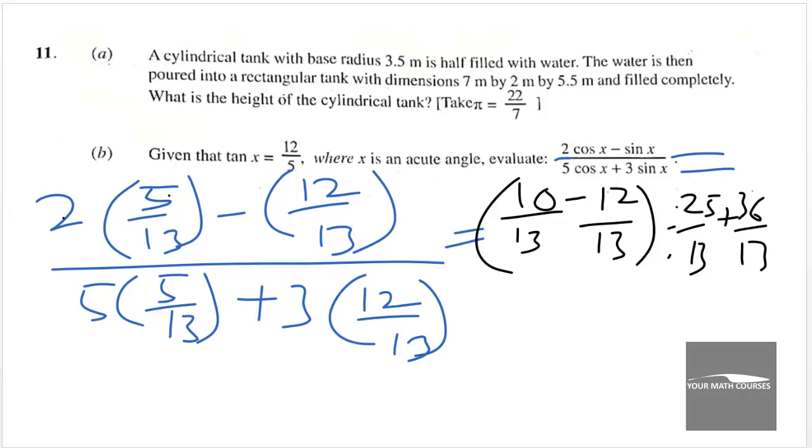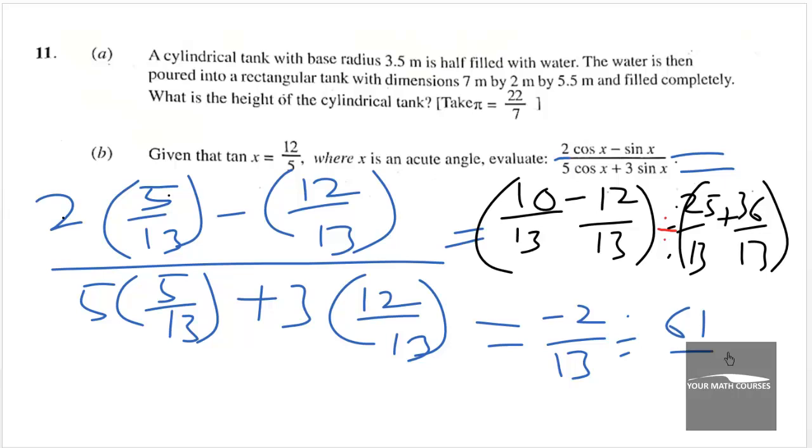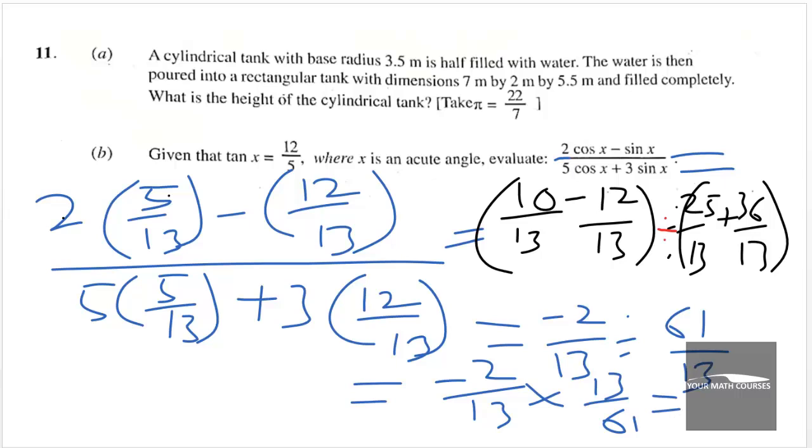This is division, so we are dividing this by this. Let's simplify. 10 minus 12 is negative 2 over 13, divided by 25 plus 36, which is 61 over 13. So we multiply by the reciprocal, times 13 over 61. The 13s cancel, and we are left with negative 2 over 61. So that is the value of the trigonometric expression.